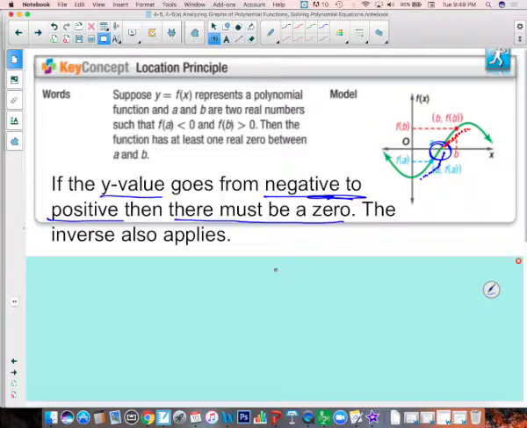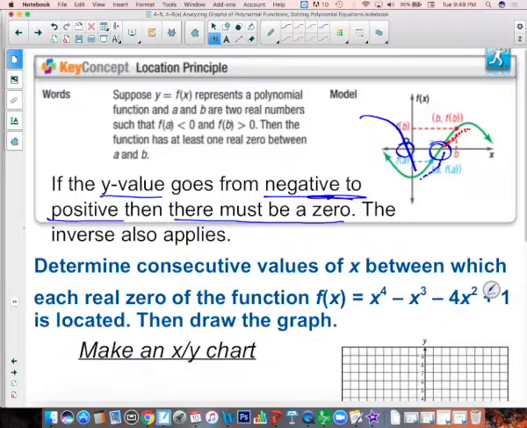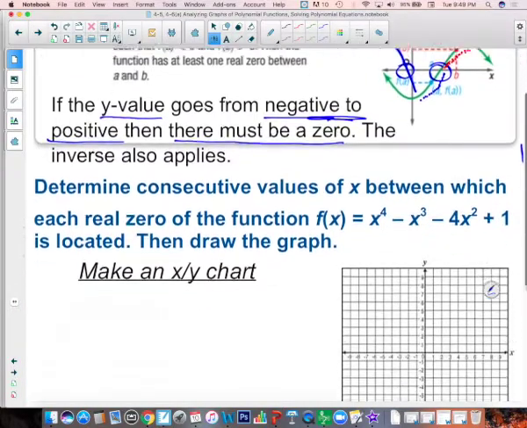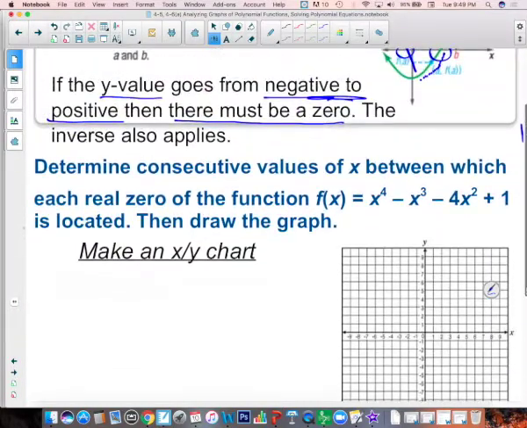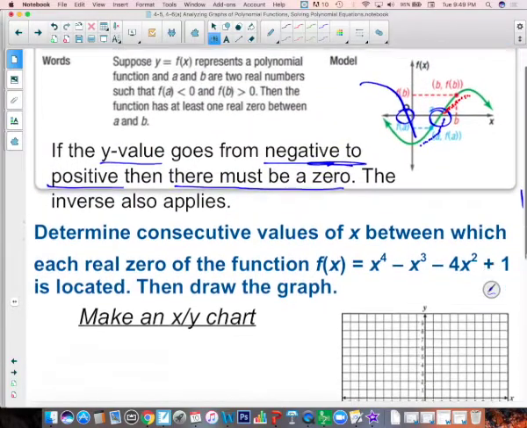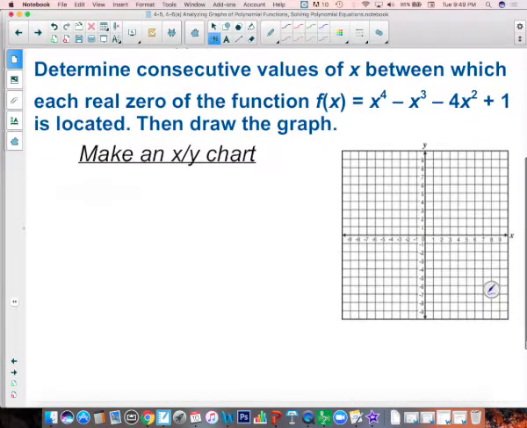The inverse applies also. That means if you're going from positive to negative, if you're crossing that axis going from positive to negative, then there must be a 0 there also. So, first thing here, we want to look at graphing a polynomial. And if you need to go back and pause it, please do. But we want to determine consecutive values for x between which each real 0 of the function right there is located, then draw the graph.